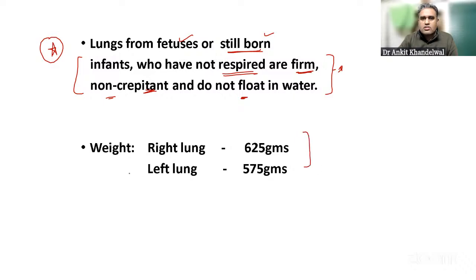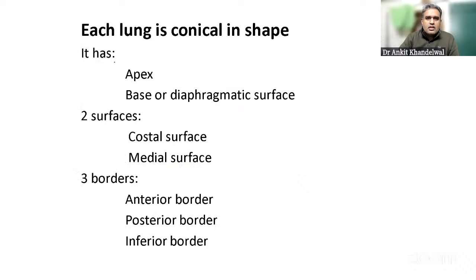And a bit of weight. So you can understand the right lung is a bit heavier than the left lung, around 50 to 100 grams heavier. The reason being the heart is tilted to the left side, so it occupies that space. Simple as that. Now here comes the core anatomy over here regarding the lungs.